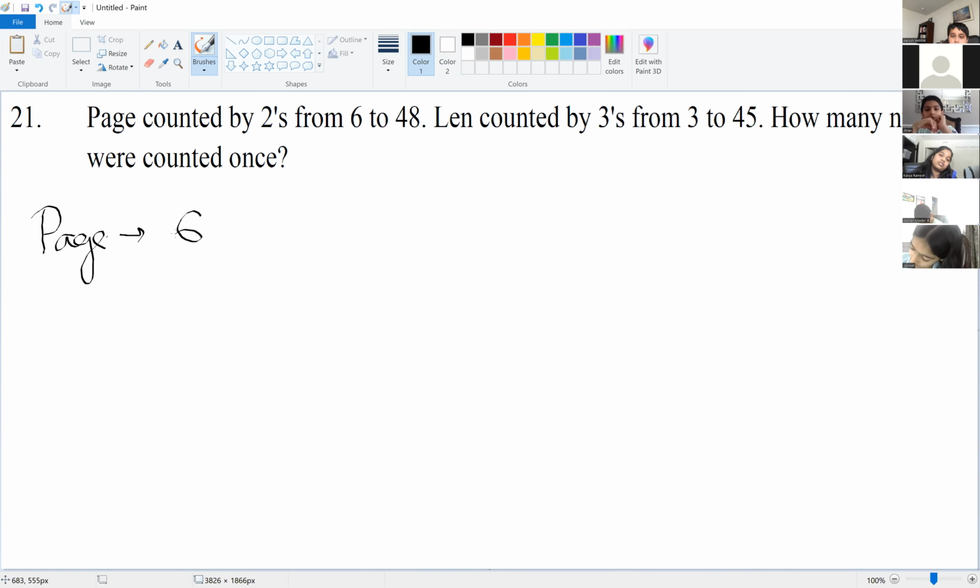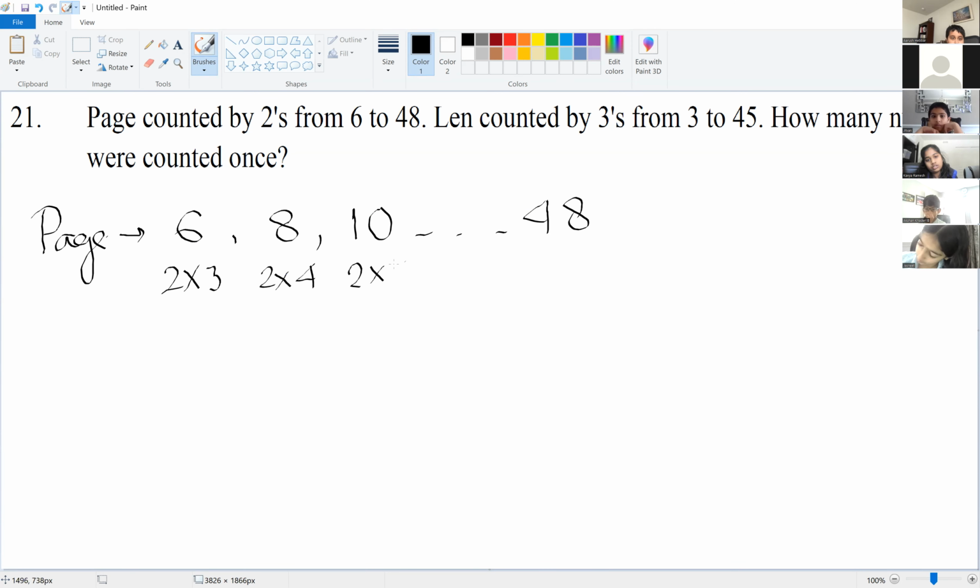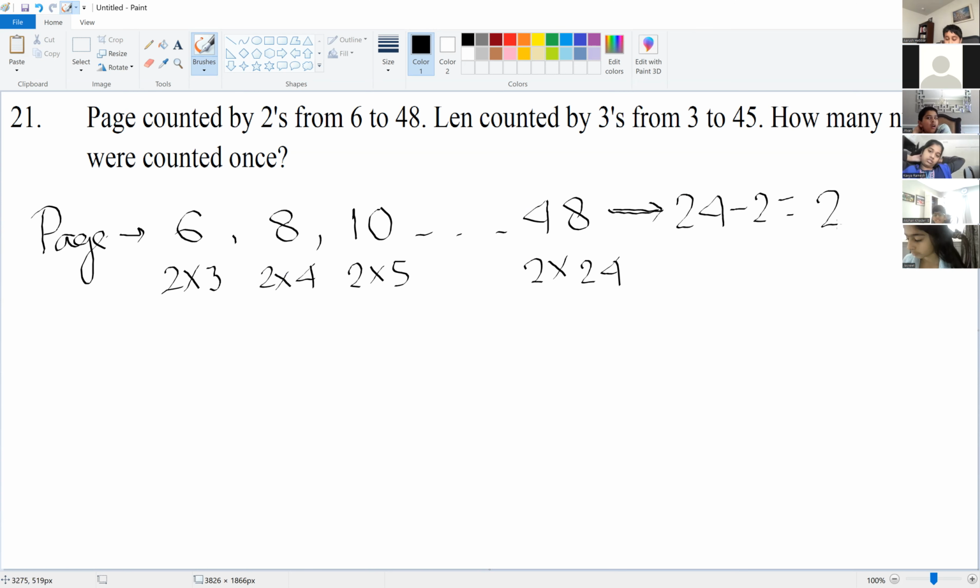So, first you figure out how many divisibles there are from 3 to 45. Let's see. There are 15. And now let's figure out how many there are for 6. 6 is the third one, and 48 is the 24th one. So you skip out 2 to get 22. So there's 22 numbers over there.